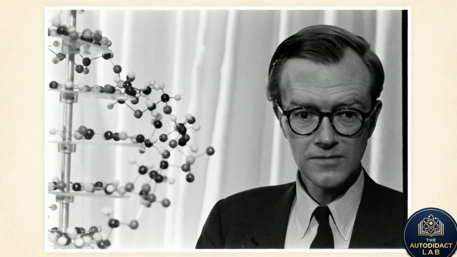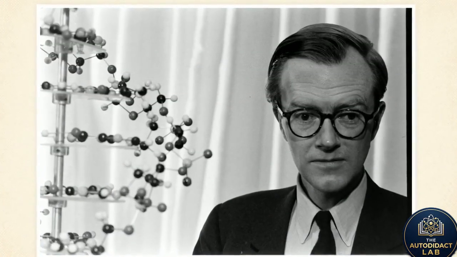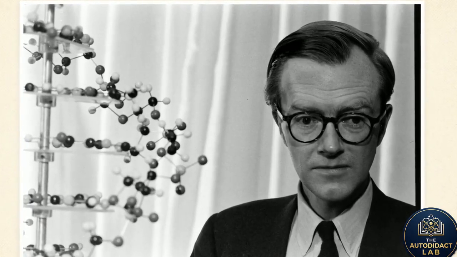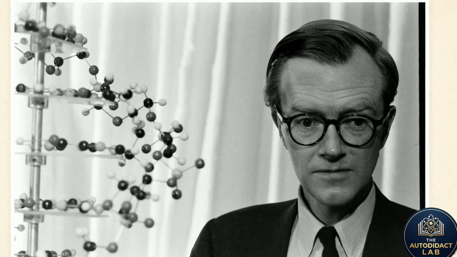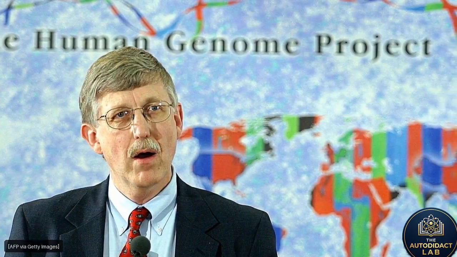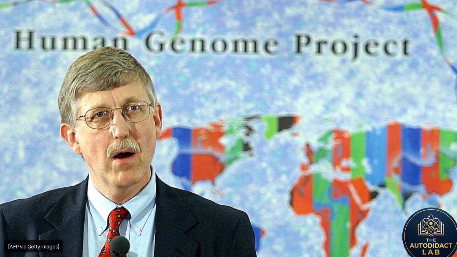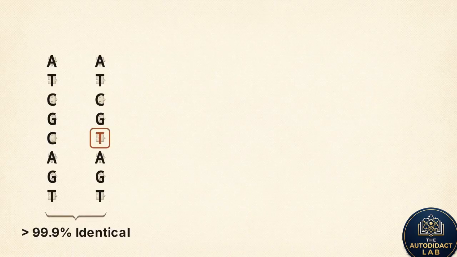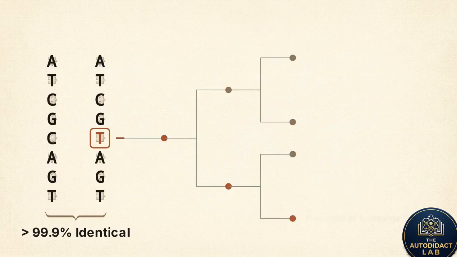That changed in 1953. By studying X-ray diffraction patterns and building models, researchers deduced the double helix structure, proving it could carry biological information. Decades later, an international scientific effort successfully mapped the entire human genome, recording all 3 billion letters of the Human Instruction Manual. Humans share more than 99.9% of their DNA sequence. By analyzing the tiny fraction of letters that vary between individuals, we can trace human ancestry and evolution.